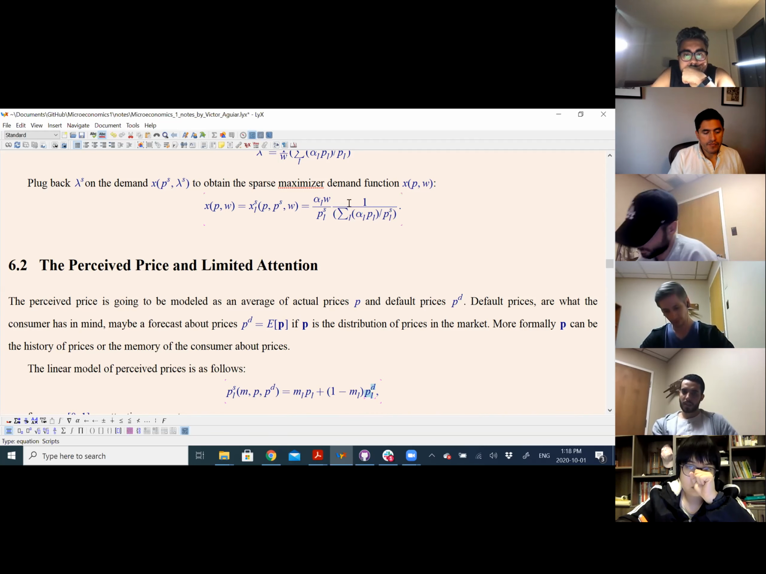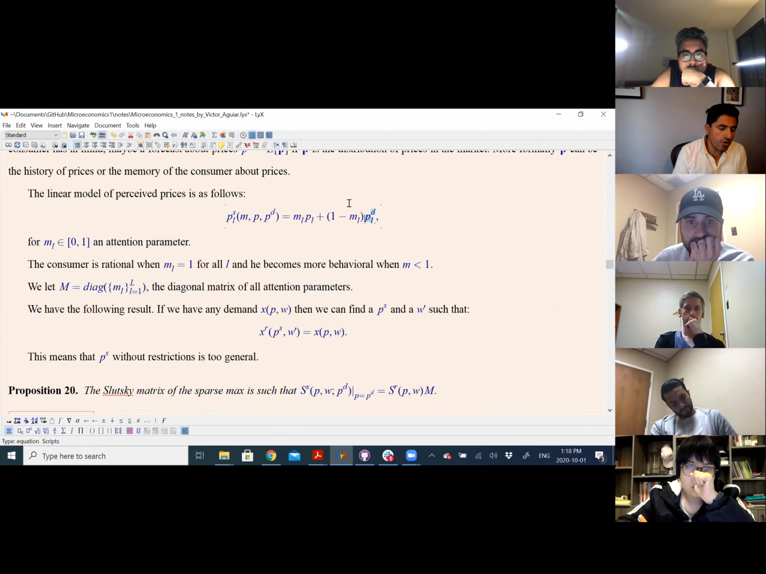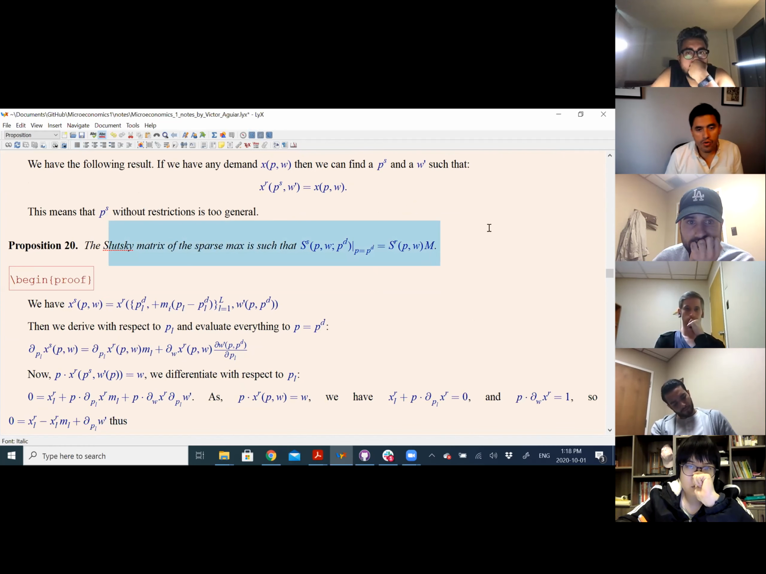Now, the next question would be: is this too flexible? Maybe. Does everything go? We're going to answer that next. So how do I know if everything goes or not? One way to do it, at least in this world where everything is differentiable and nice, is by studying the Slutsky matrix. We already know what it is: the corrected matrix of substitution, with the income effects.